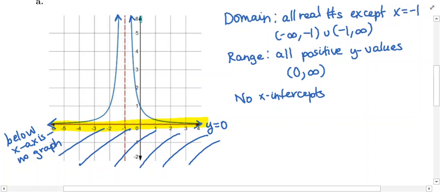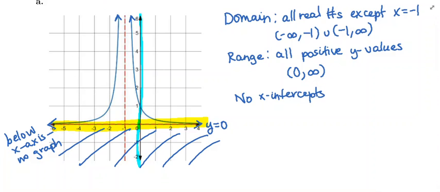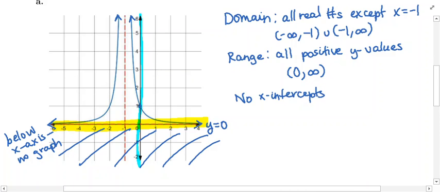And then we can do the same thing by looking at the y-axis. If we scan the y-axis, our curve does intersect the y-axis once right here. This is the point (0, 1). So the y-intercept is right here at the point (0, 1).